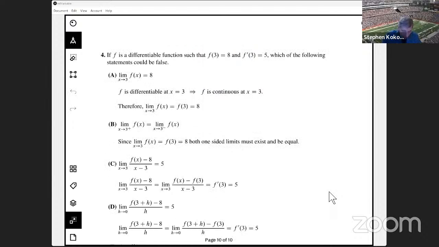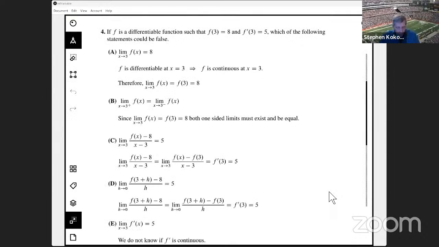And here's one last one for you to look at. I thought, whoops, I'm sorry, Curtis, I thought this was a very nice problem. F is a differentiable function. We know that f of 3 is 8. We know that f prime of 3 is equal to 5. Which of the following statements could be false?